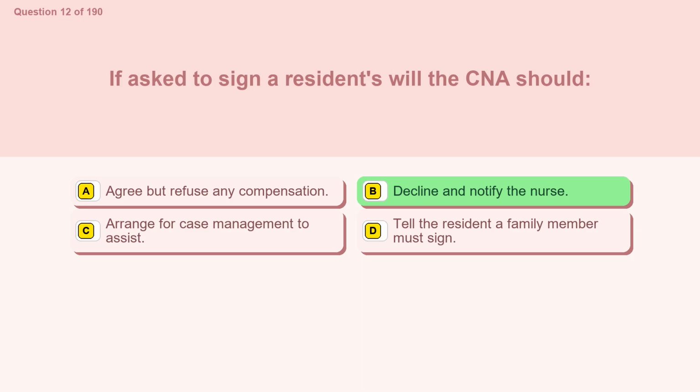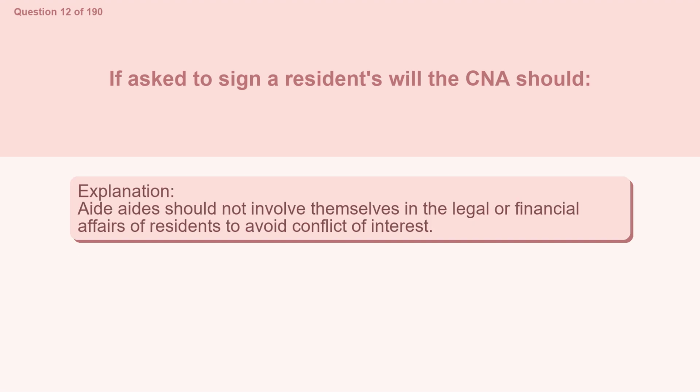The correct answer is option B. Decline and notify the nurse. Aides should not involve themselves in the legal or financial affairs of residents to avoid conflict of interest.